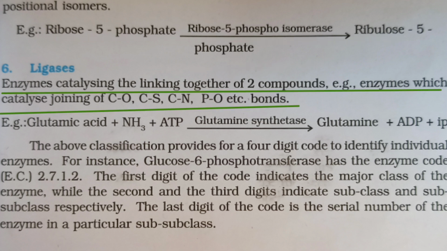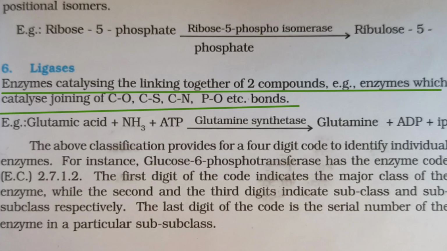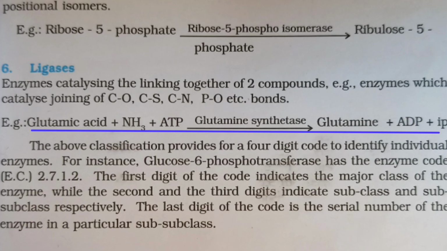Ligases, the 6th one: enzymes catalyzing the linking together of 2 compounds. Example: enzymes which catalyze joining of carbon-oxygen, carbon-sulfur, carbon-nitrogen, phosphorus-oxygen bonds. Glutamic acid plus NH3 plus ATP gives rise to glutamine plus ADP plus Pi. Here the enzyme which catalyzes is glutamine synthetase. Here glutamic acid is converted, by adding an amino group, into glutamine.